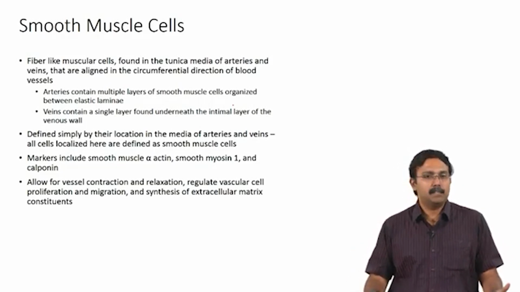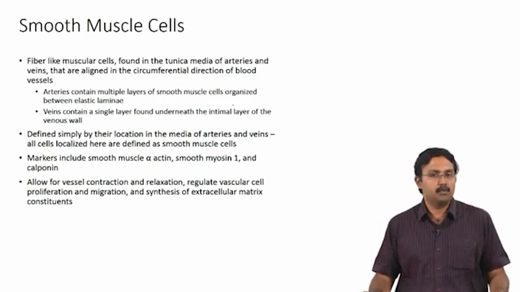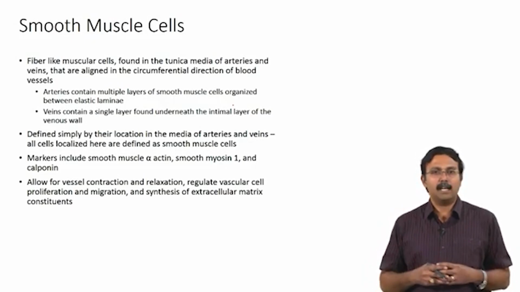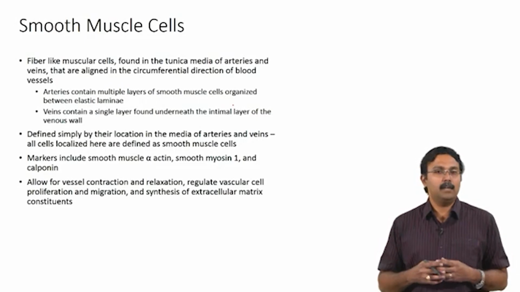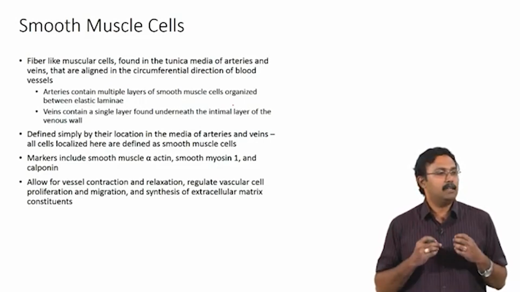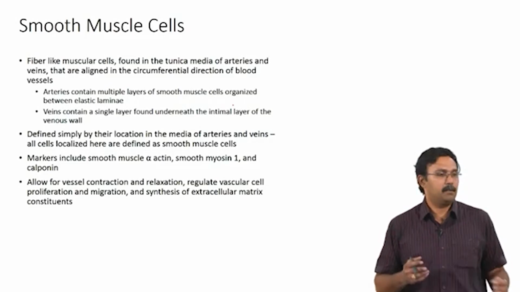Some of the markers which are used to identify smooth muscle cells are alpha actin, smooth myosin 1 and calponin. They allow for vessel contraction, relaxation and regulate vascular cell proliferation and migration. They are also involved in ECM secretion and production.